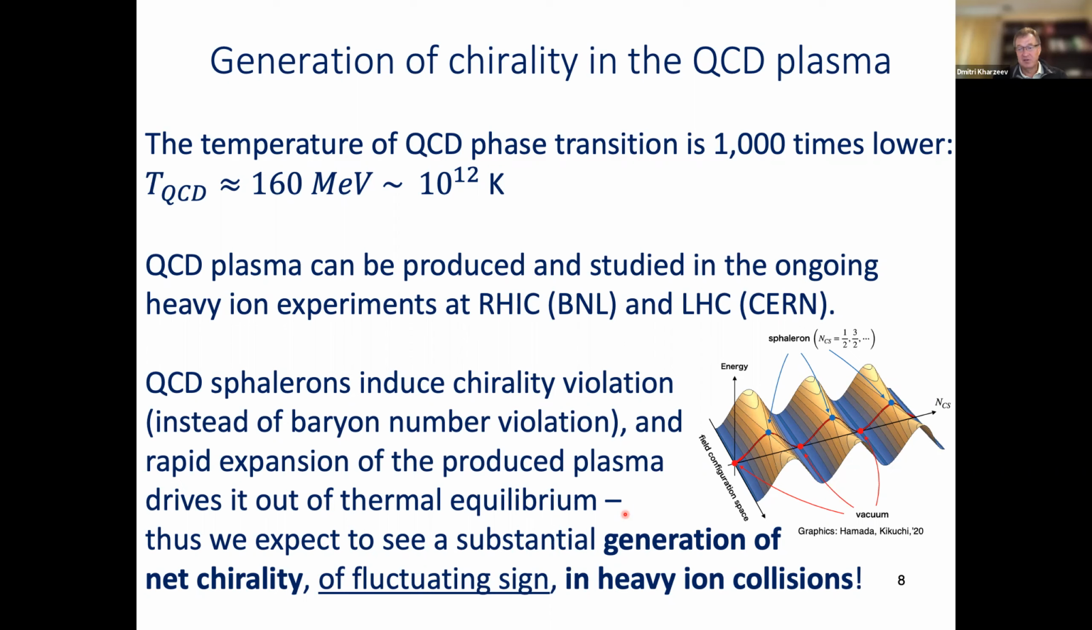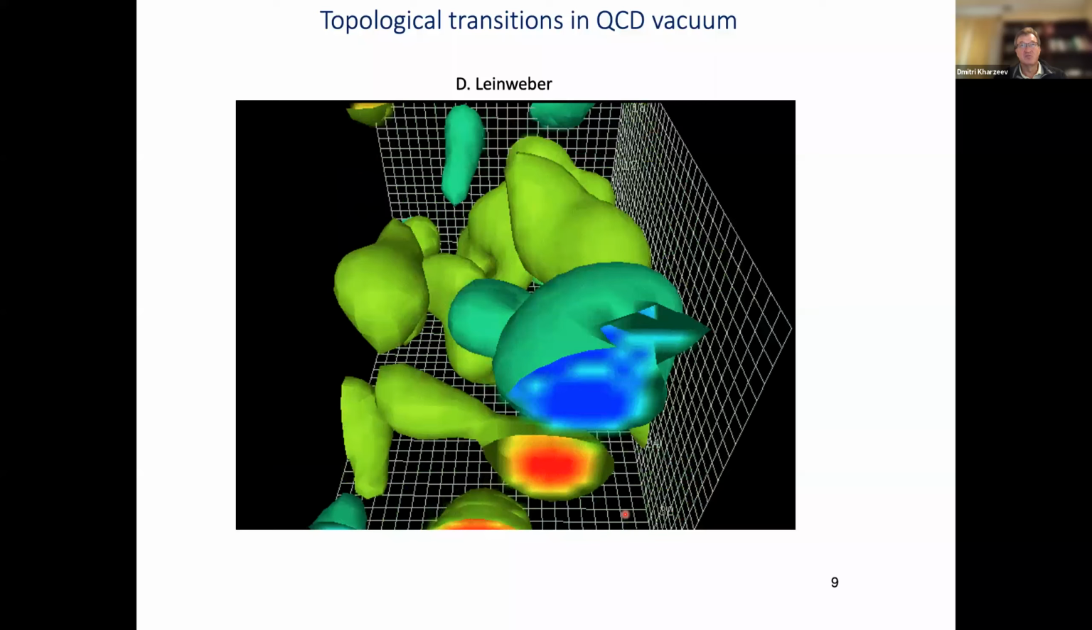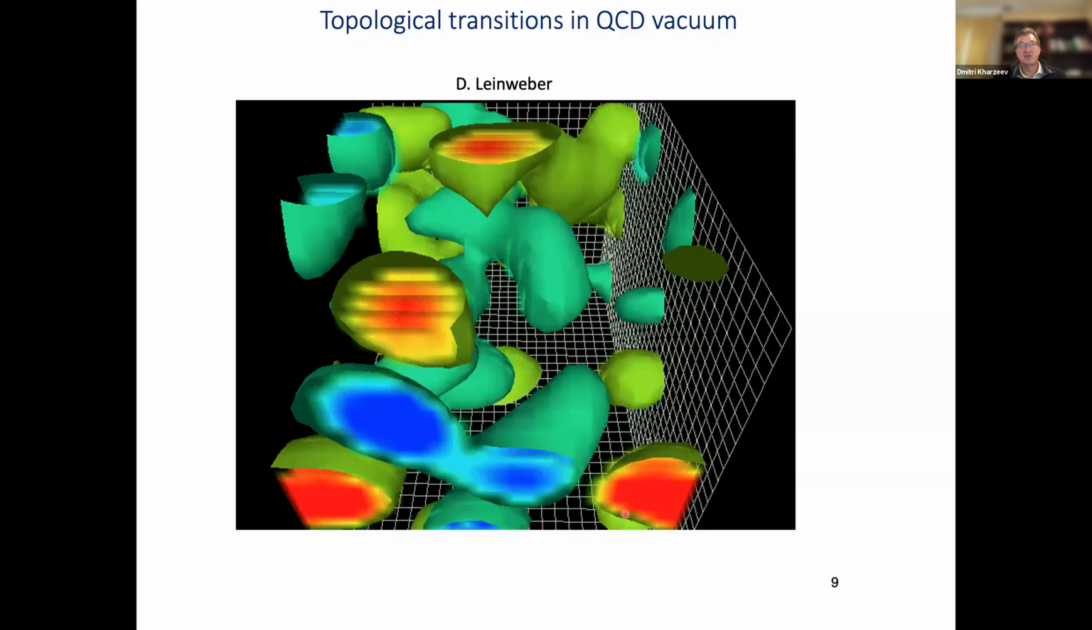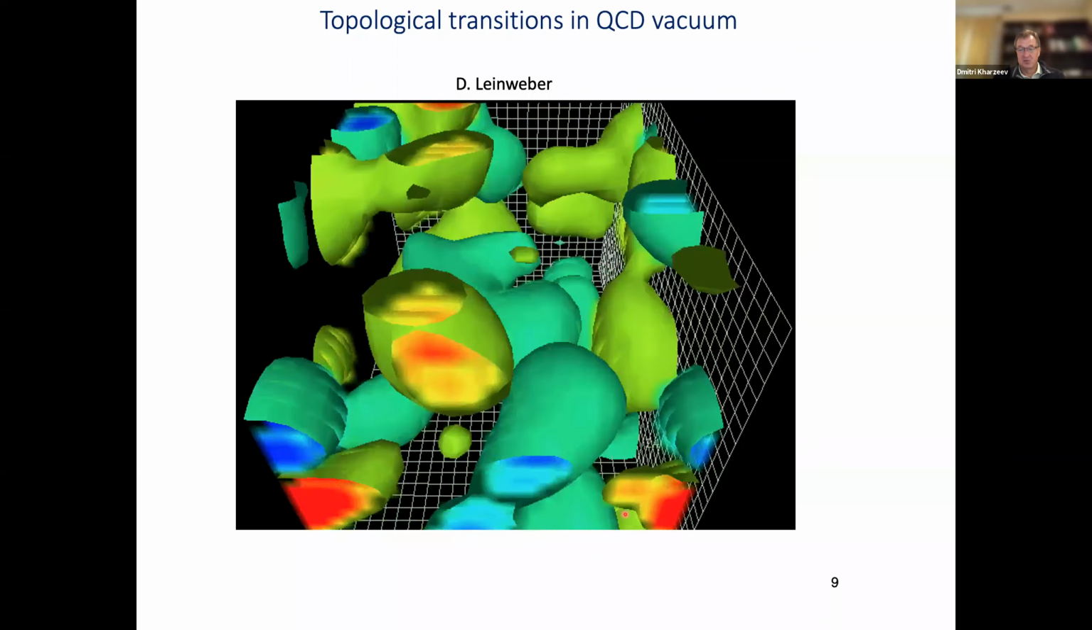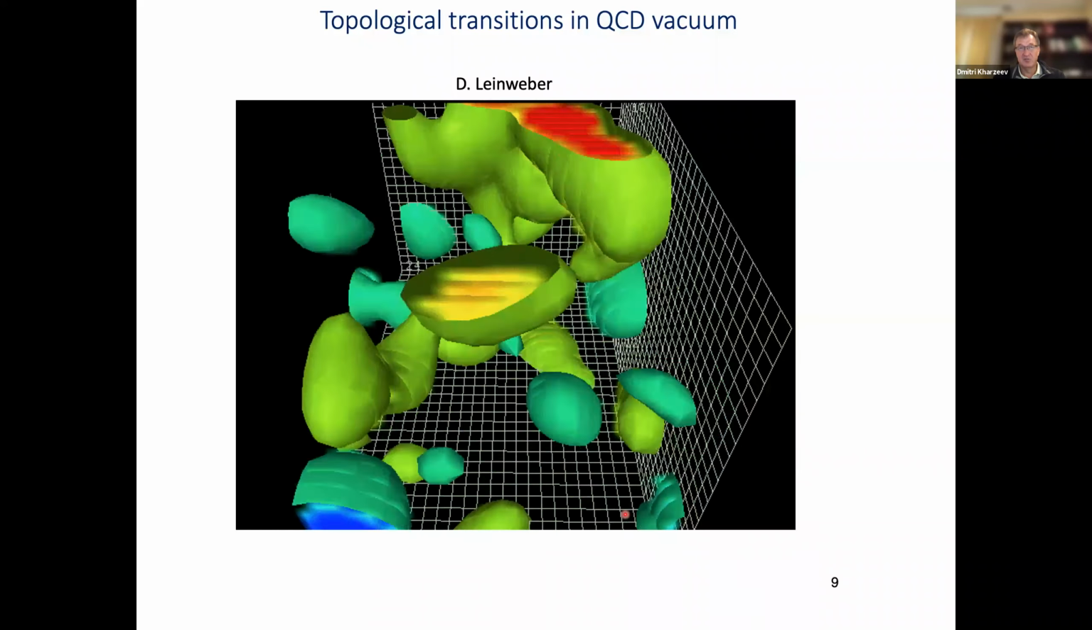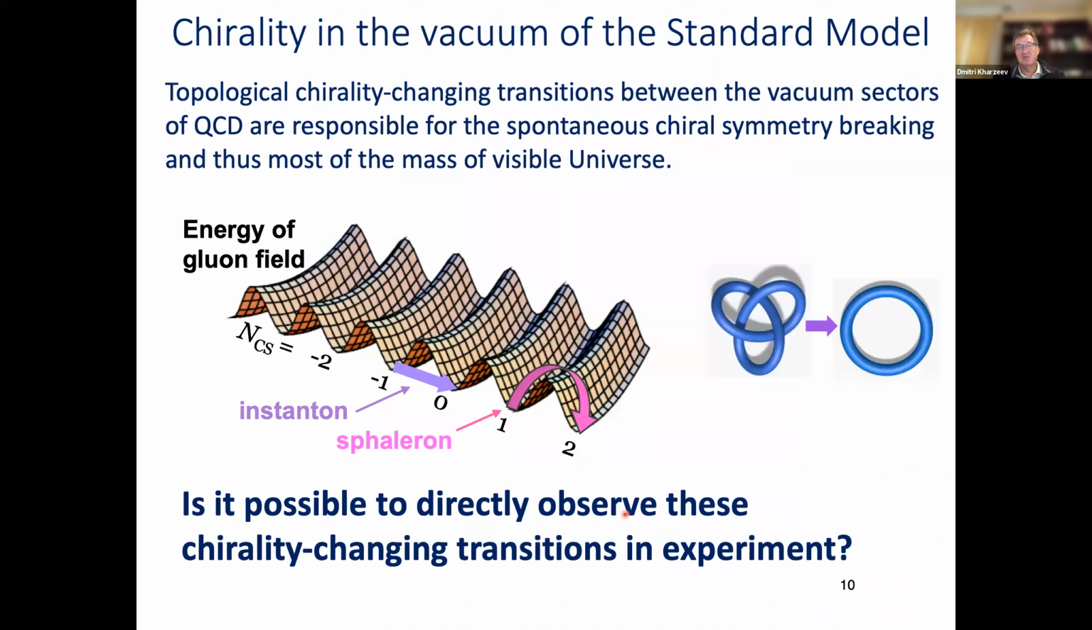Now, this physics of topological transitions, I think most people believe it. This is one of the famous movies from Derek Leinweber showing the density of F F dual, which is the time derivative of A dot B. And you see that these transitions take place all the time. However, we have never directly detected these transitions in experiment, even though we believe that they are important for spontaneous breaking of chiral symmetry, and therefore for most of the mass of the visible universe, because most of the mass of the visible universe comes from baryons, and most of the mass of baryons comes from spontaneous chiral symmetry breaking.